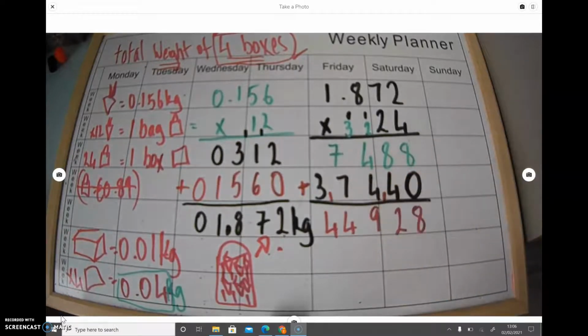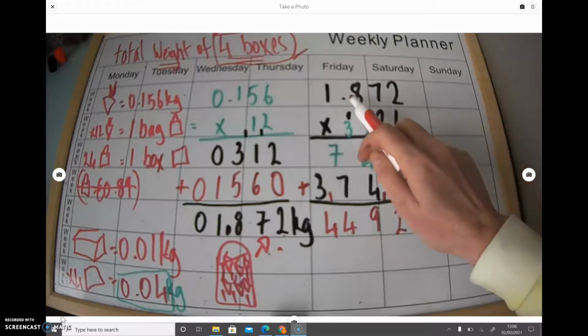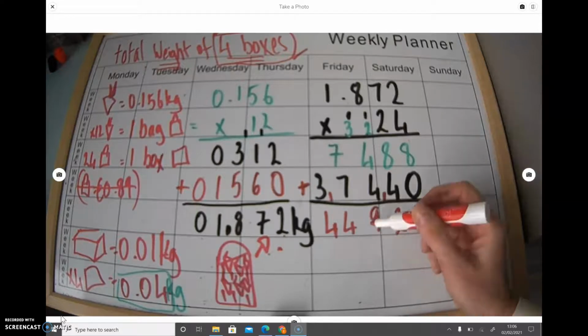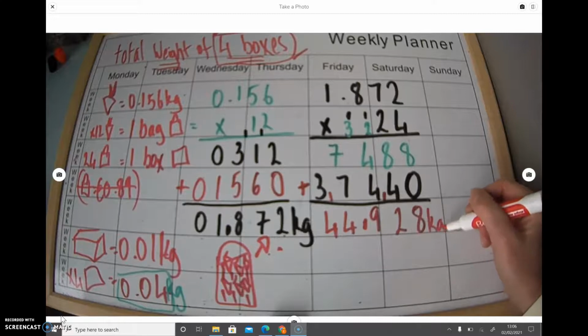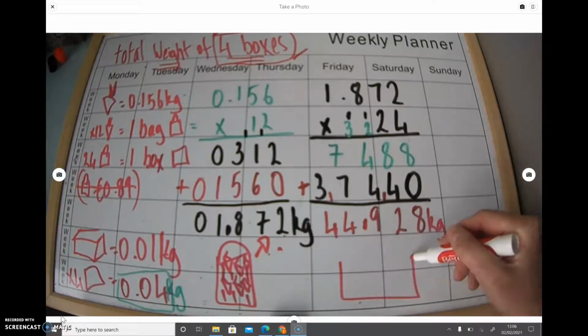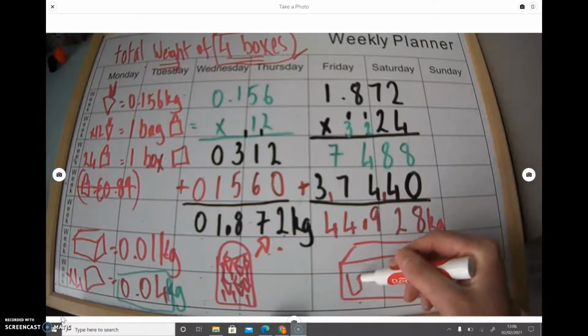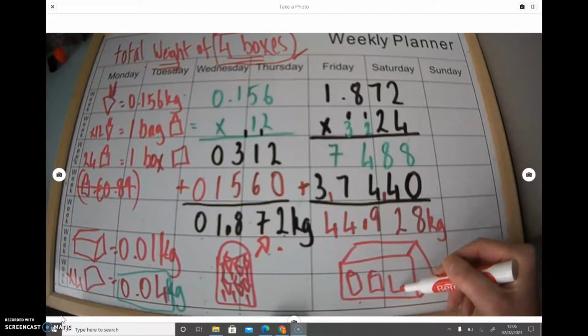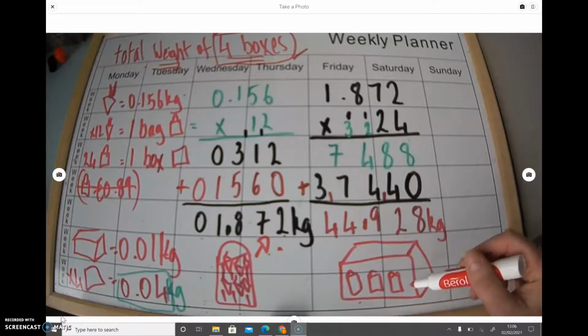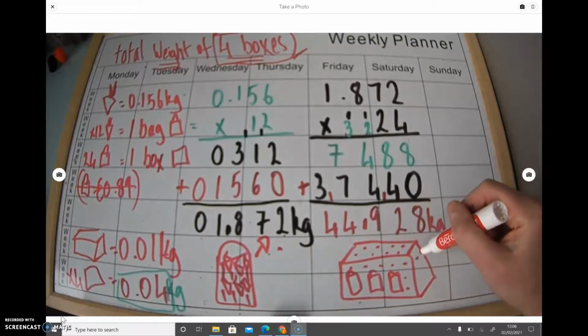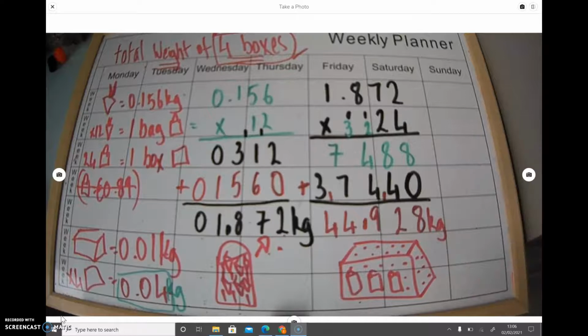Now, am I finished? No, I have 3 decimal places in my question. Therefore, I'm going to have 3 decimal places in my answer. 1, 2, 3. So this is the weight of 1 box. So here's my box with all my bags of carrots in it, my 24 bags, okay? And I'm going to just keep going: 1, 2, 3, 4, 5, 6, 7, 8, 9, 10, 11, 12, 13, 14, 15, 16, 17, 18, 19, 20, 21, 22, 23, 24, okay? That's with my 24 bags in it. So that's the weight of 1 box.